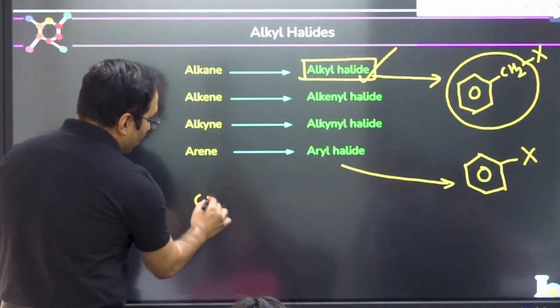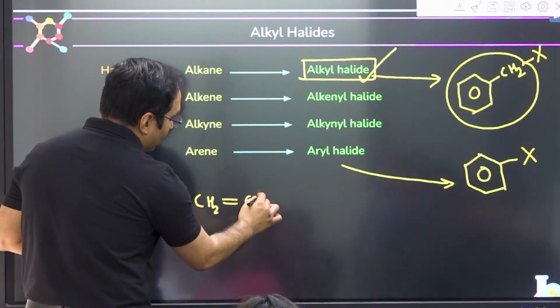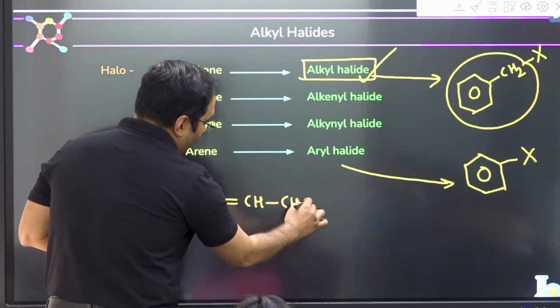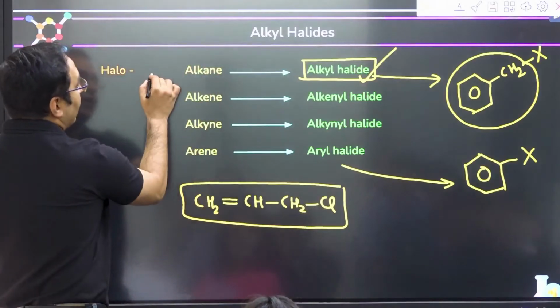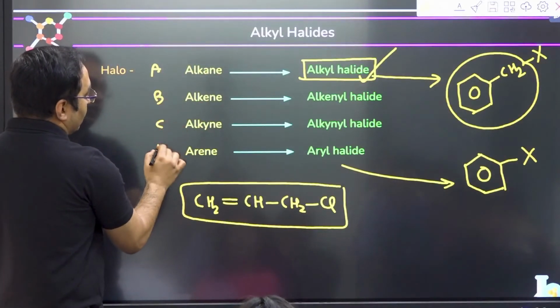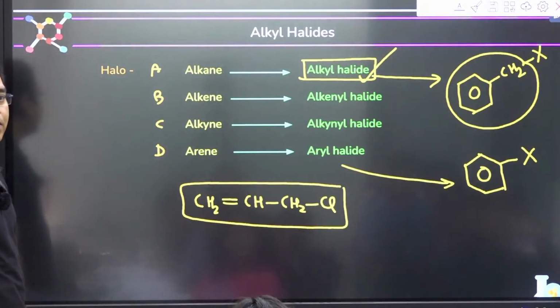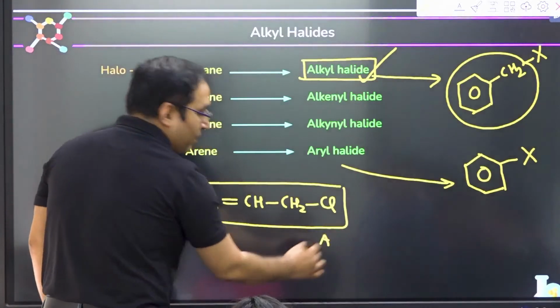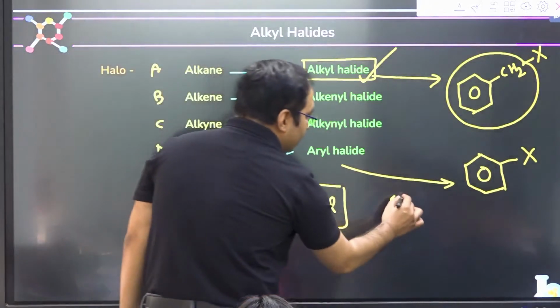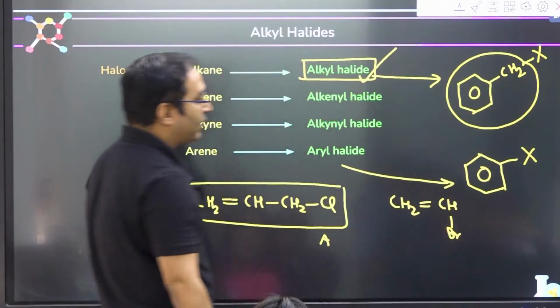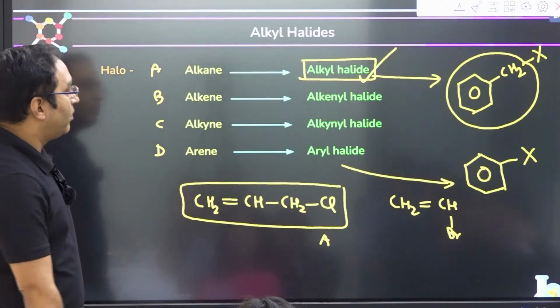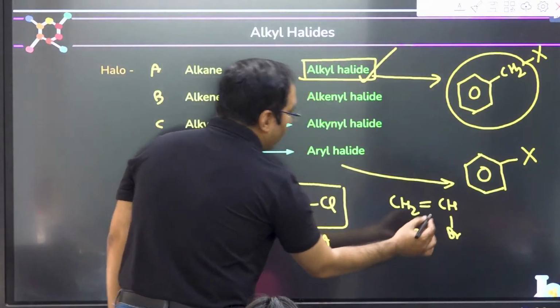Now answer this question also. CH2=CH-CH2Cl. A, B, C, D. This is A, this is B, this is C, this is D. Which one? Understood now? It is A. If it is CH2=CH-Br, A, B, C, D. B. Please note it down as well, okay?